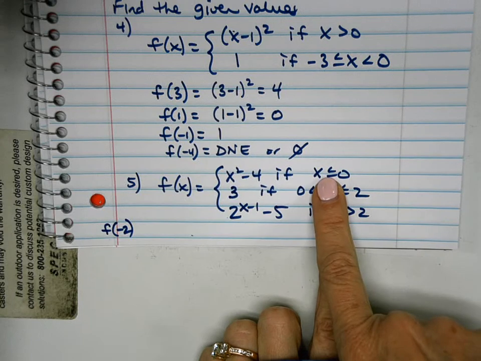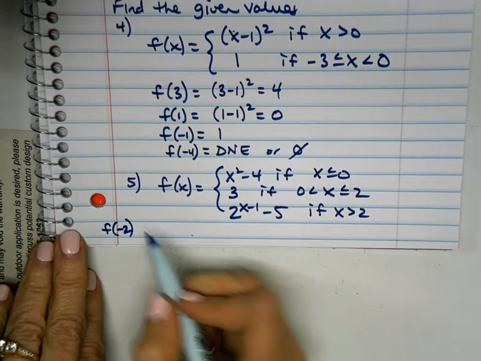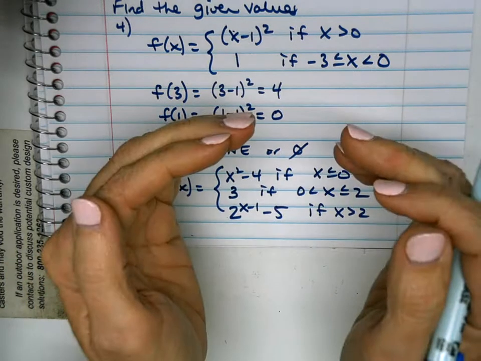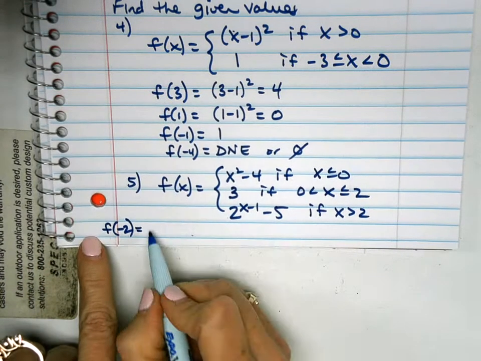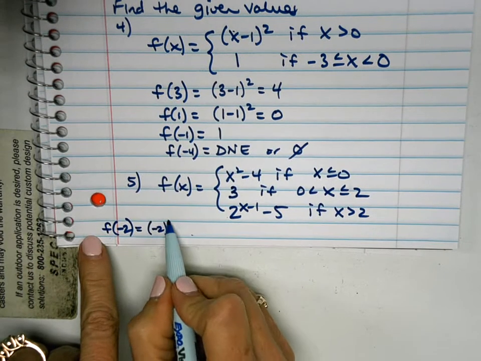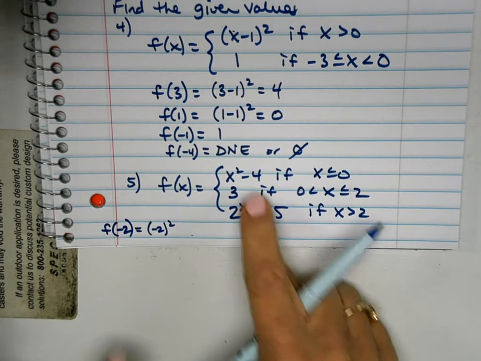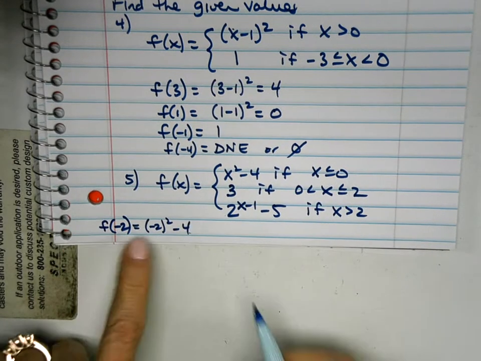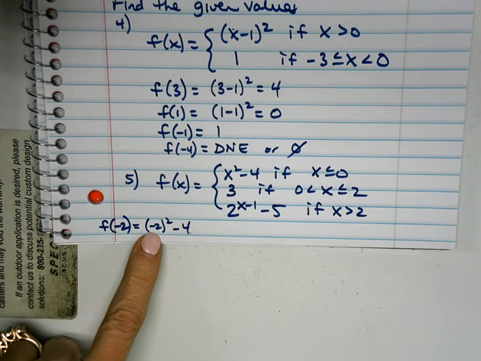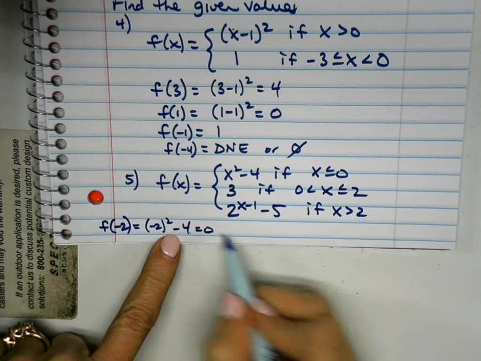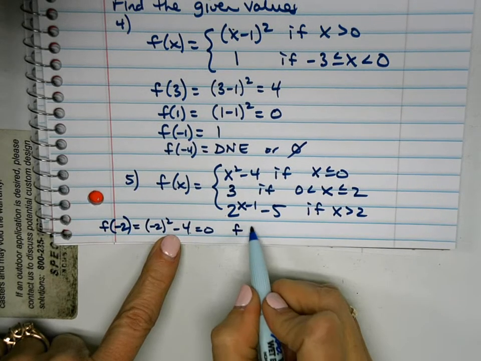Okay, so I'm going to plug in negative 2. Now you guys, when I take that negative 2, I put it in parentheses here. It's negative 2 squared, because that matters, right? If that negative is in the parentheses or not, that matters. Minus 4. So what's negative 2 squared? Positive 4, right? 4 minus 4? 0.